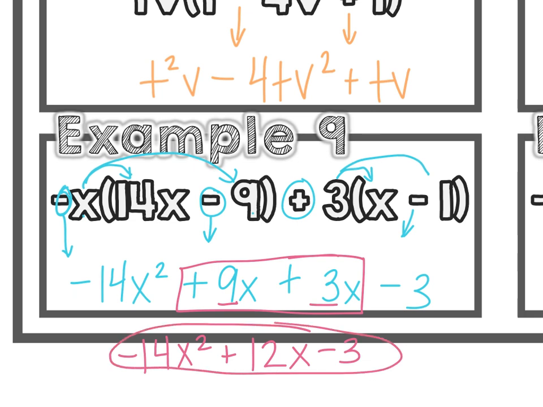Okay, so I want you to try examples 6, 8, and 10 on your own, and then you'll put your answers in Schoology.